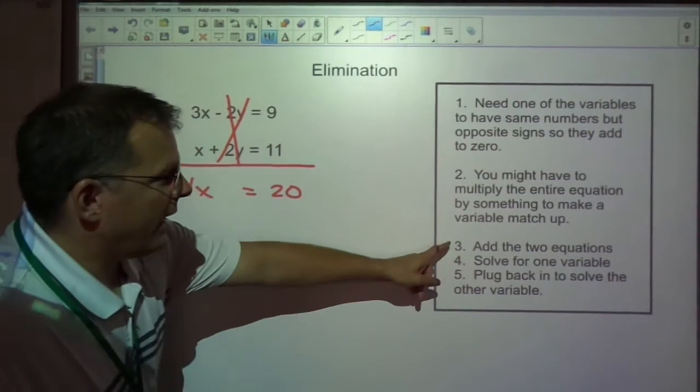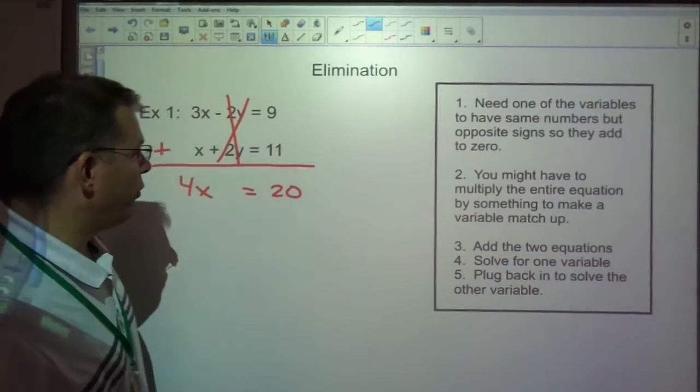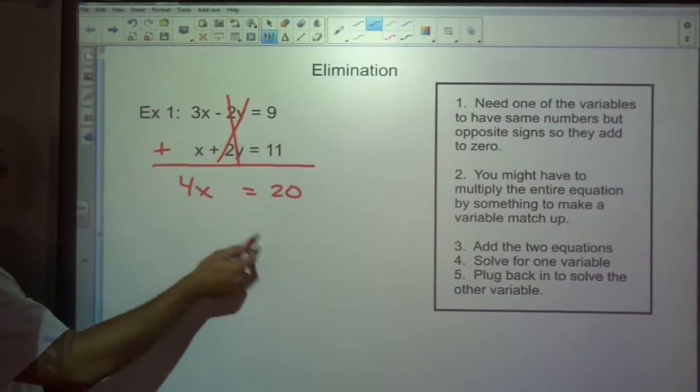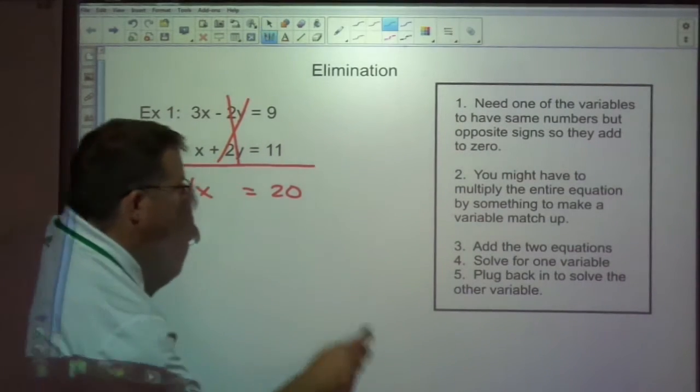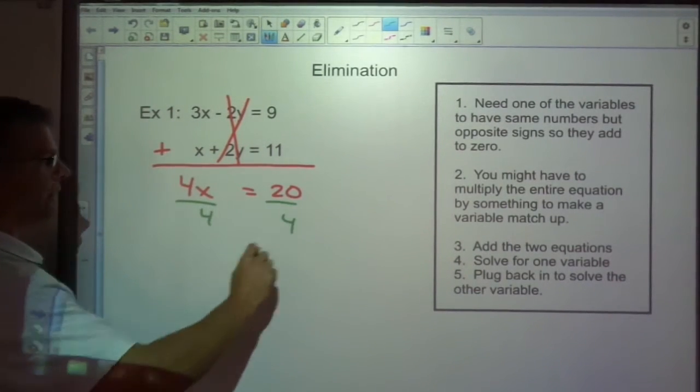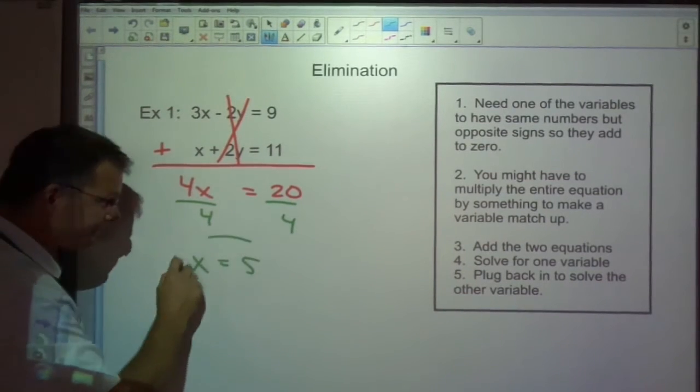Now from here, I added the two equations. I'll solve for one variable. Aha, I have only x's now. So let's get x by itself. I'll just divide by 4, and that gives me x equals 5.